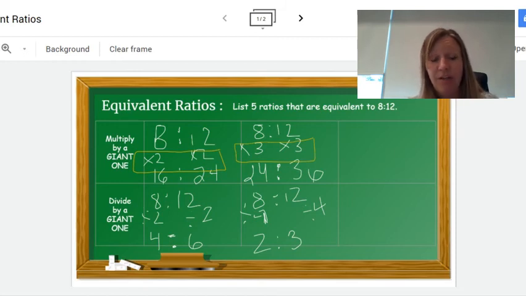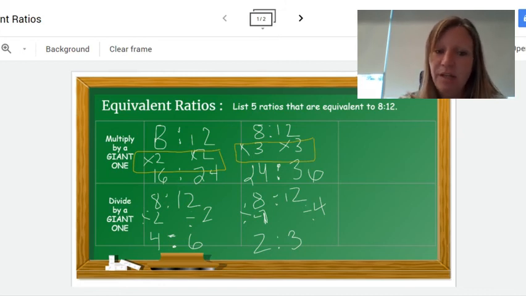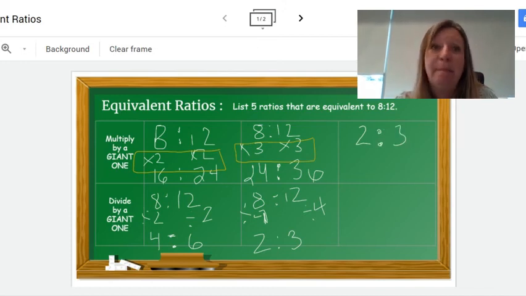So right now I have the ratios of 16 to 24, 24 to 36, 4 to 6, 2 to 3, and let's come up with another one. So I'm actually going to start with 2 to 3 because 2 to 3 equals 8 to 12, and I'm going to use multiplication. Okay, 2 to 3 is kind of my simplest ratio. It's the smallest ratio, so to speak, using whole numbers. So it's in simplest form. We call that simplest form because nothing else goes into 2 or 3.